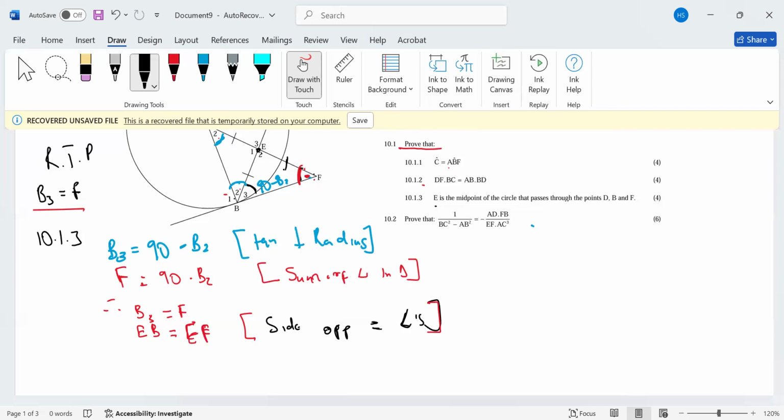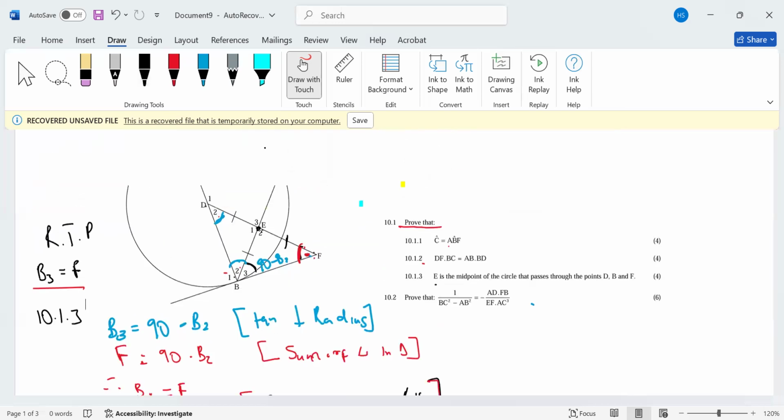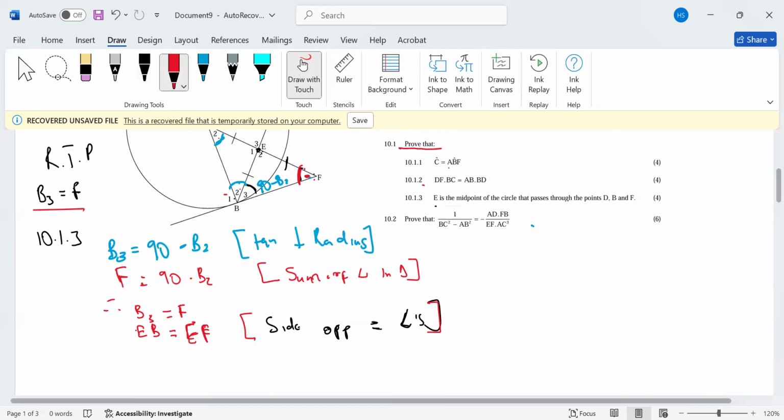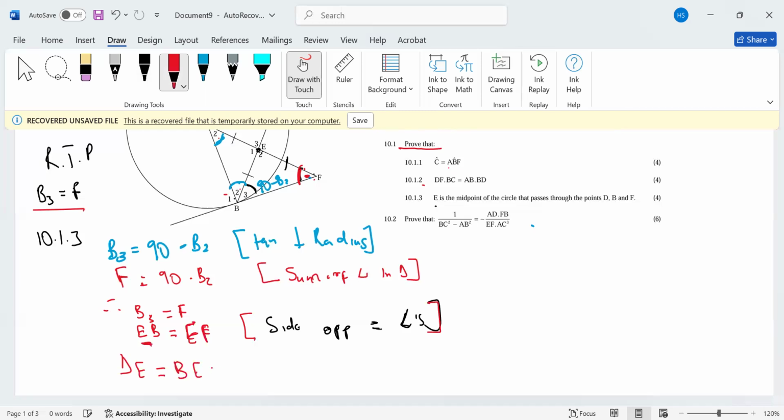We get it, but we're not done because we're trying to prove that E is the midpoint. So DE, we should tell them with the right reason. It means DE is equal to BE, which is this one, okay? Which is also going to be equal to EF. Meaning E is the midpoint.